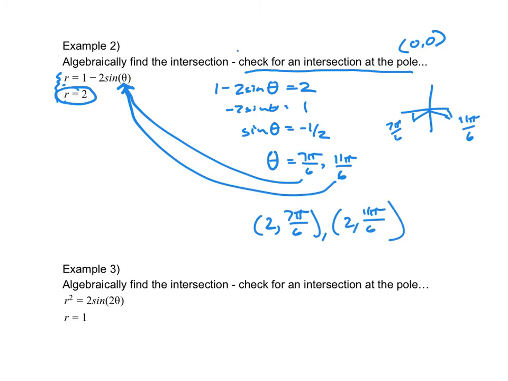It is worth checking and considering for an intersection at the pole, the intersection being (0, 0). For this particular problem, though, we know that r equals 2 is a circle that has a radius of 2, so there will not be an additional intersection at the pole.